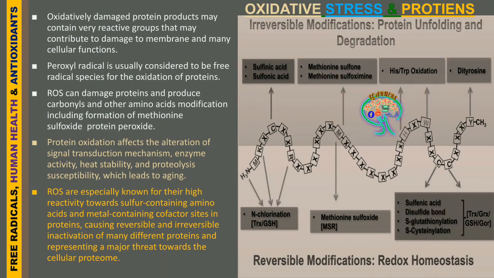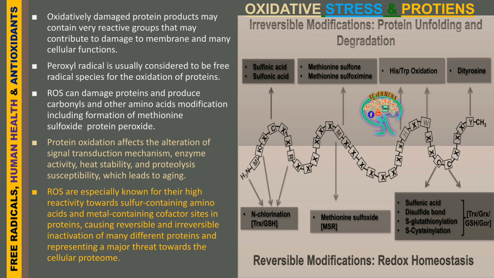Now coming to the next slide, this is also on oxidative stress and proteins, where oxidatively damaged protein products may contain very reactive groups that may contribute to damage to the membrane and many cellular functions. You know that each protein present in the biomembranes is specific to its activity, where they send signals, and these signals act as a cascade to perform a particular function within the cell or to send a signal to the neighboring tissue cells.